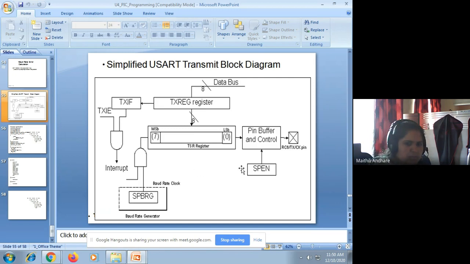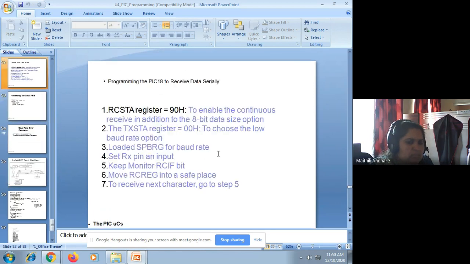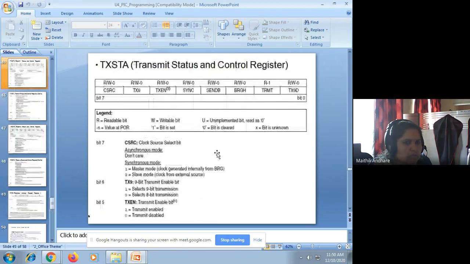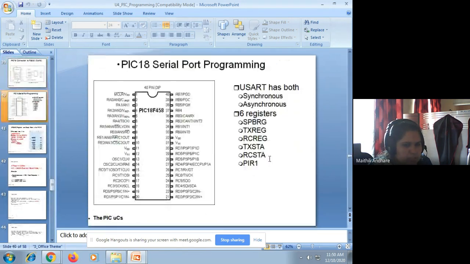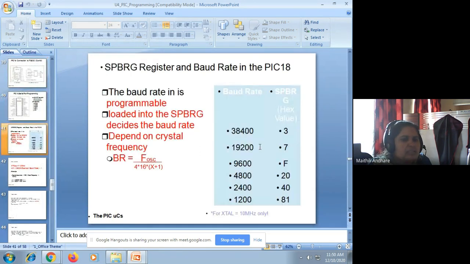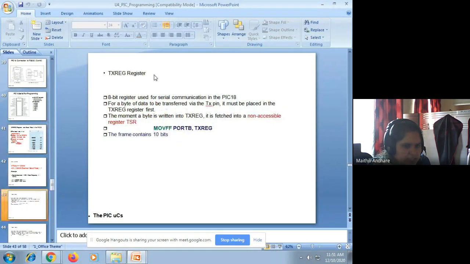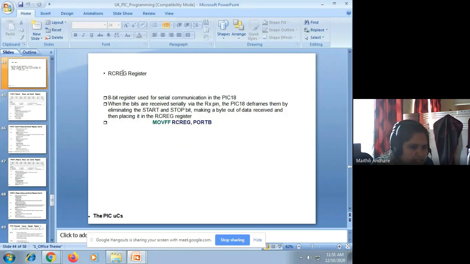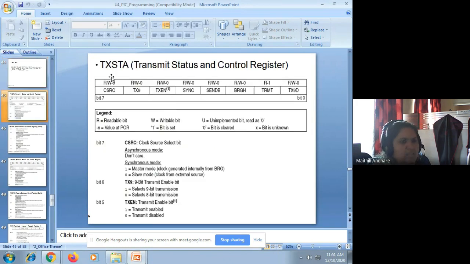So this is about the serial communication. What we have seen is the different registers associated with the serial communication. Then what is the baud rate? The table is given already. The SPBRG register is for the baud rate. TXREG register is for the transmission. RCREG register is for the reception.